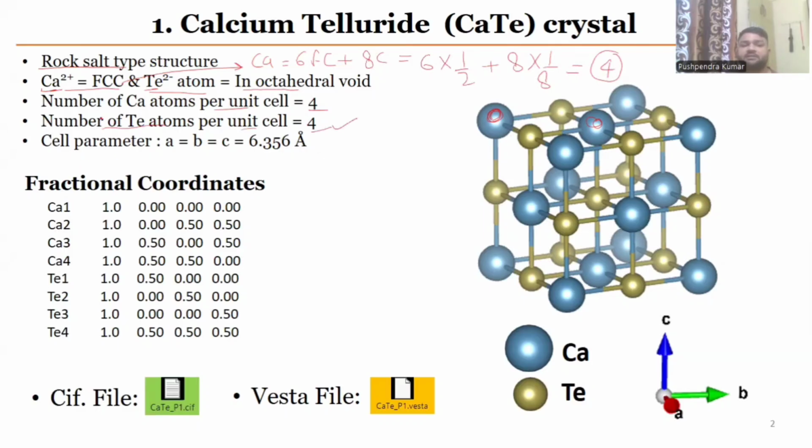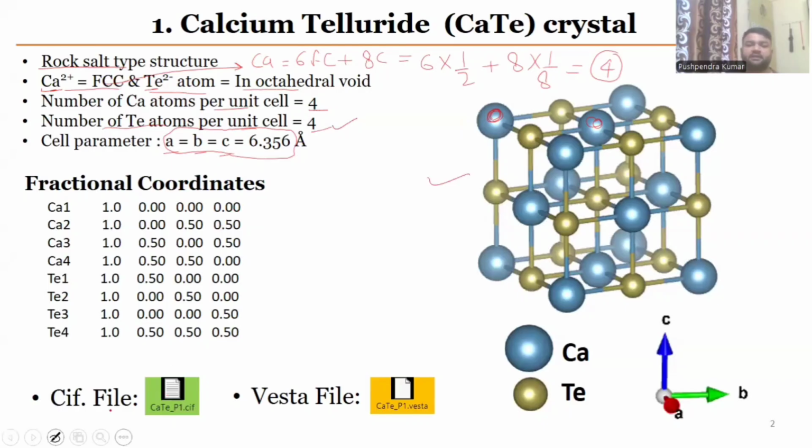Since this is a cubic unit cell, the cell parameters are A equals B equals C, which is equal to 6.356 angstrom. These are the fractional coordinates of this unit cell, which were created from the CIF file.